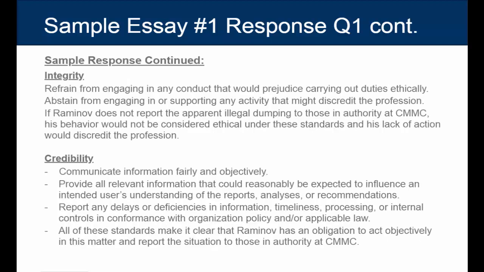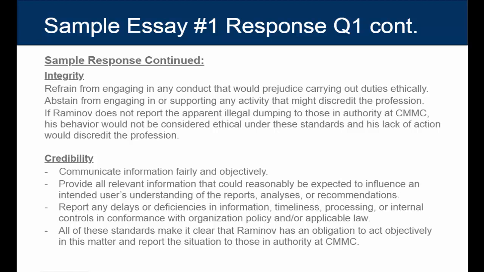Finishing up our response to question 1, we now expand upon integrity and credibility. We will continue using the approach we did with competence and confidentiality, which is to state the standard, define the standard, and then explain why the standards are applicable to the situation. By following this approach, we give the essay graders the greatest opportunity to give us as many points as possible. Another point worth mentioning is that although we want to be sure to offer all relevant data, we also want to remain clear and concise. Here is the remaining response to our sample essay.